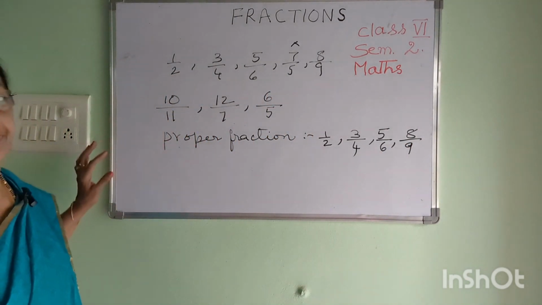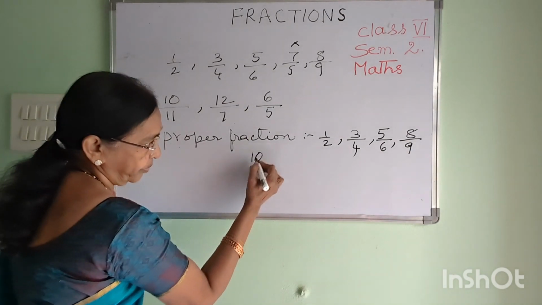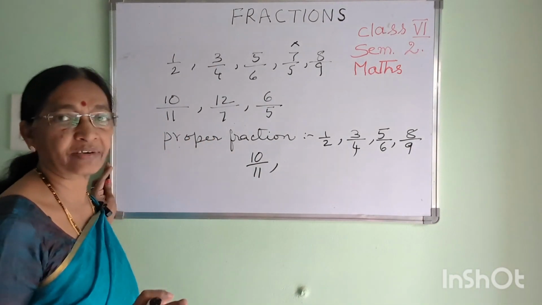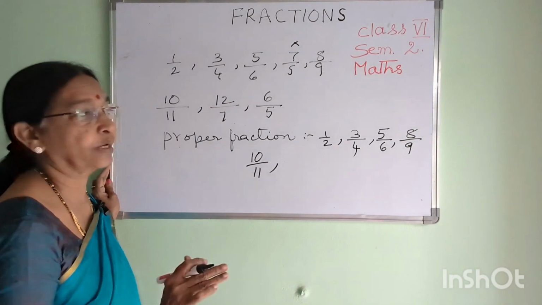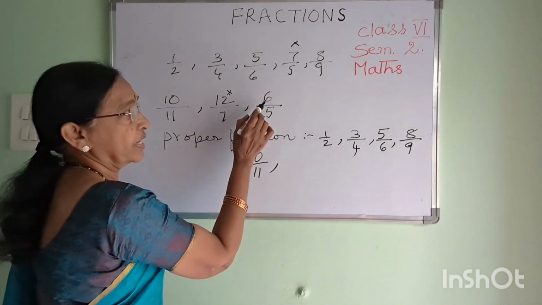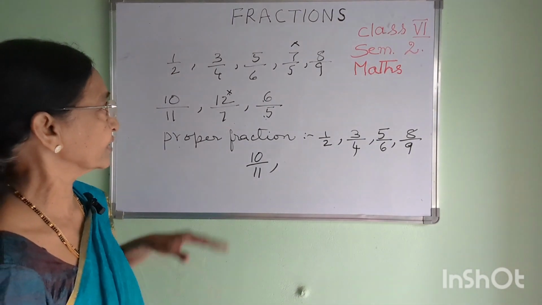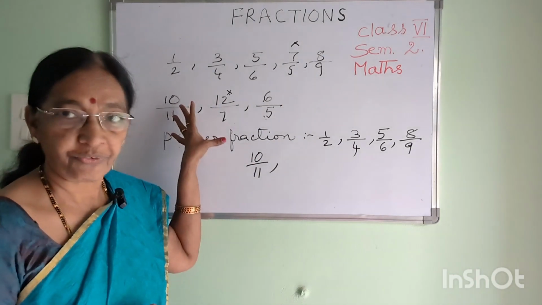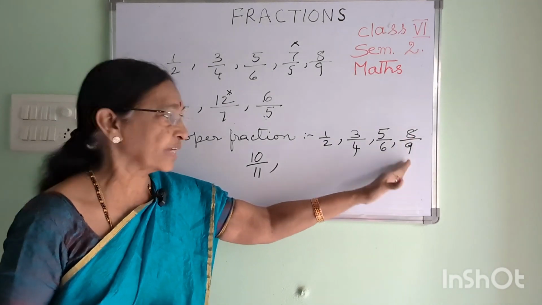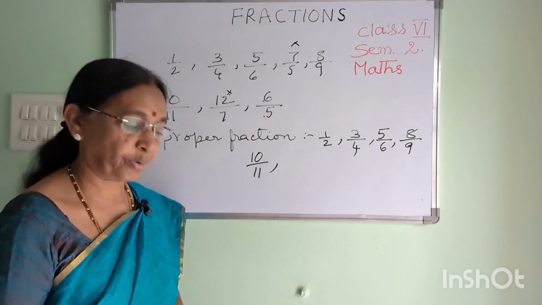Next, 10/11. Numerator is 10. It is less than 11. Therefore, this is a proper fraction. 12/7. Numerator is 12. Denominator is 7. Numerator is greater than the denominator. Therefore, this is not a proper fraction. 6/5. Here also numerator is greater than the denominator. Therefore, it is not a proper fraction. Therefore, among all these fractions, 1/2, 3/4, 5/6, 8/9 and 10/11 are proper fractions and the others are improper fractions.